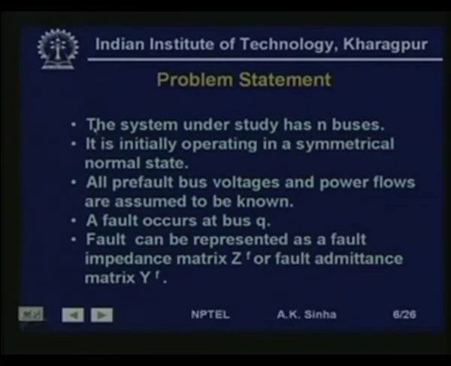We will state a general problem in which we say that the system under study has n buses, where n is pretty large. It is initially operating in a symmetrical normal state, that is, before the fault has occurred, the system is working in a normal state, which is basically operating under a symmetrical loading condition. So, voltages and currents in the system are normal, they are not abnormal. Load currents are there, and the bus voltages at various places will be very near to their rated values.